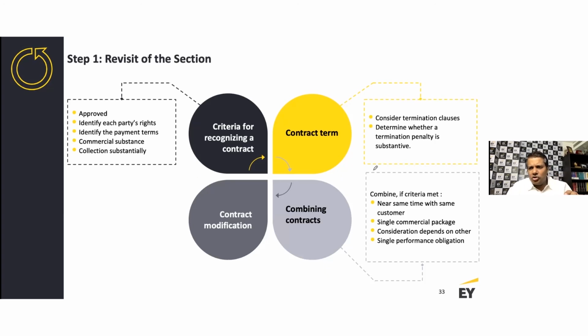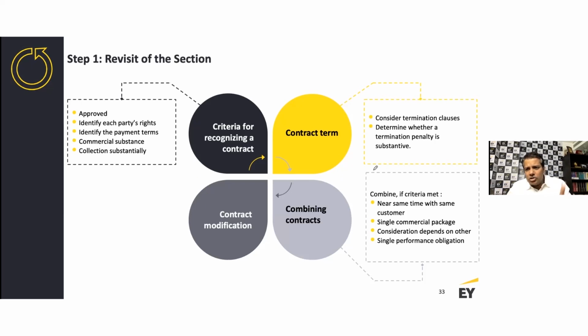So is there a change in scope? Is there a change in price? Now, whatever you have agreed to change in scope and price, are you charging a separate standalone price to the customer? Are they part of the same performance obligation, or a new performance obligation which can be separately identified? Is it a distinct performance obligation for which you're getting compensated on a fair price basis? If the answer to all of that is yes, then it is a separate contract.